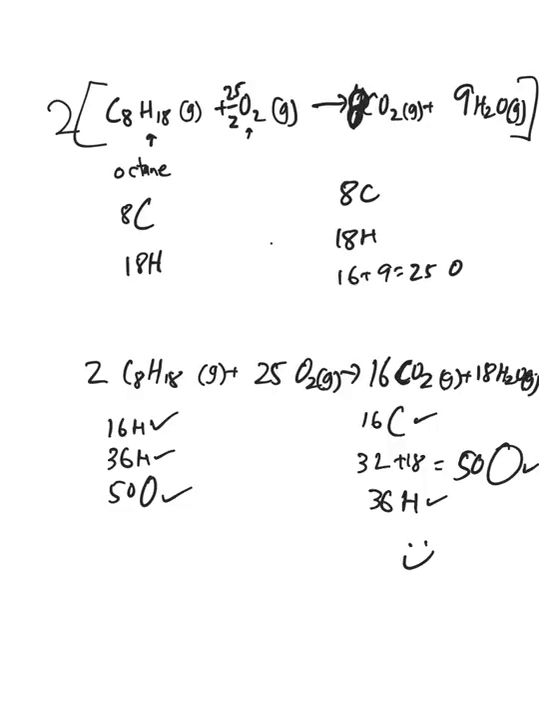It's a trial and error method as we go through balancing these chemical equations using the law of conservation of matter, where we have to have the number of each type of atom being the same on either side.